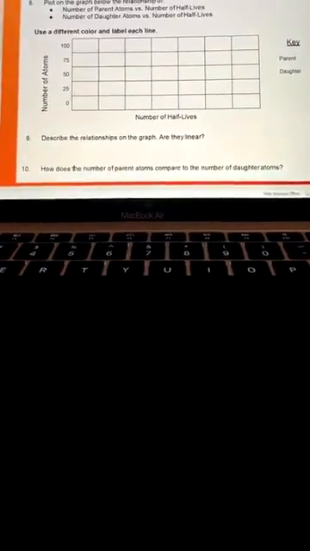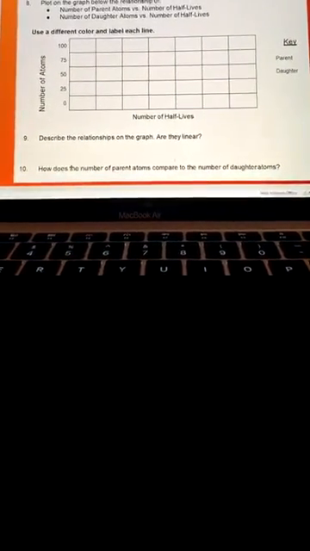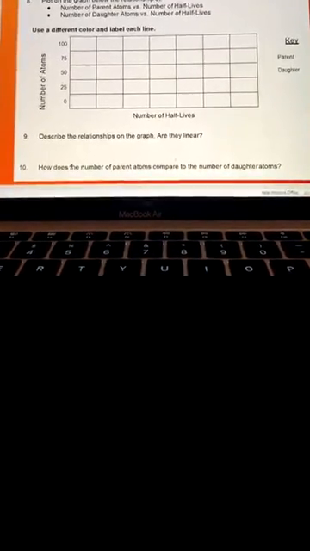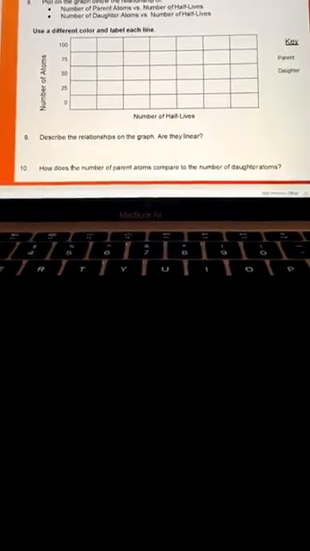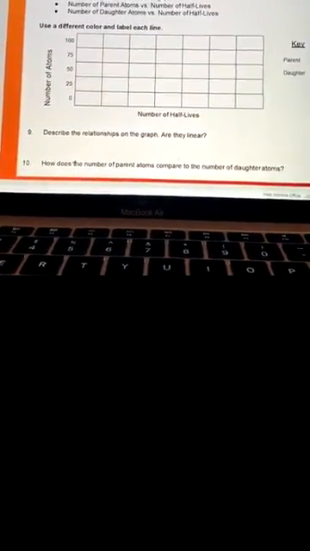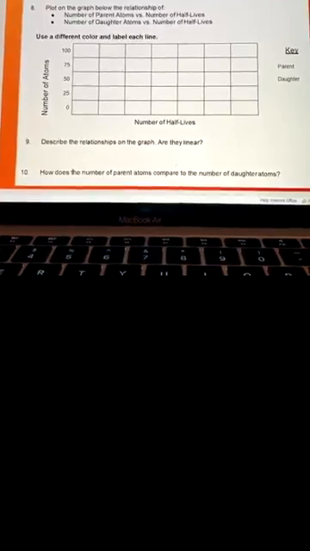Okay. Now it also asks you about the number of daughter atoms versus the half-lives. Tayana, when it comes to our daughter atoms, what was the relationship? How did the daughter atoms compare to the number of half-lives? As the number of half-lives increased, what happened to the daughter atoms? It got bigger. It got bigger as well.